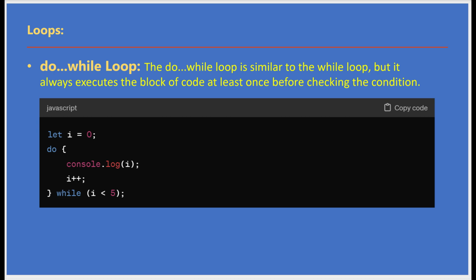Closely related to the while loop is the do-while loop. This loop will always execute the block of code at least once before checking the condition, ensuring that the code runs even if the condition is not met on the first check.